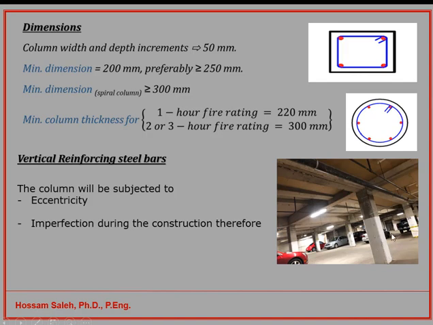Now during the construction for the formwork, also the column might not be exactly 90 degrees on the site. And we know that there is construction tolerance in the construction industry. So if you have imperfection on the site or eccentricity, the code provides us with a minimum reinforcement to be inside the column regardless of the capacity of the column. So we have to provide minimum reinforcement for the column to account for eccentricity or imperfection.